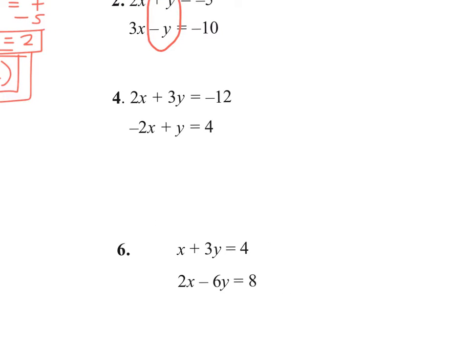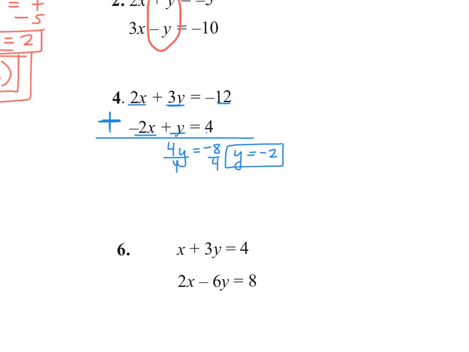All right, so for number 4, right now, again, we're looking for opposite coefficients. We have a 2x and we have a negative 2x, so those are opposite. So if I add these two equations together, the x's are going to go away. So x's are 0. I do 3y plus y is 4y. And then negative 12 plus 4 is negative 8. And I'm going to divide by 4. So y is going to be negative 2.